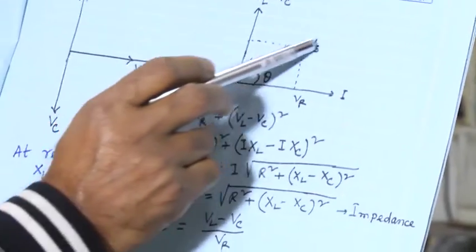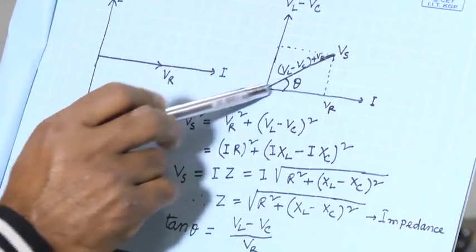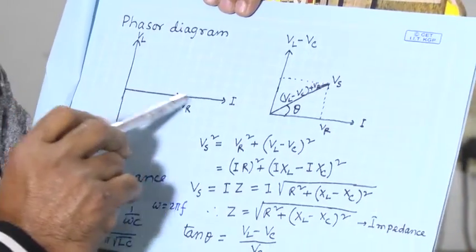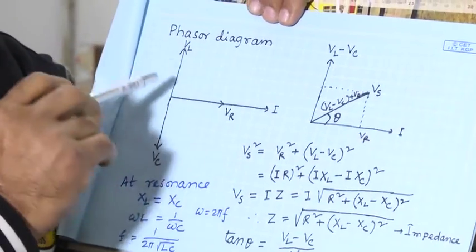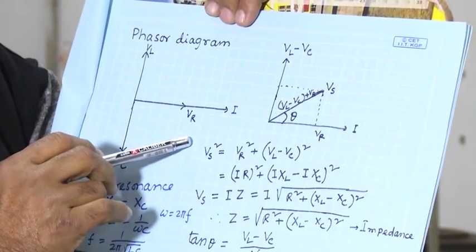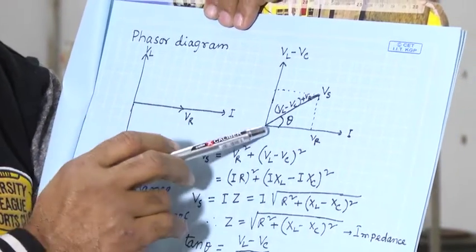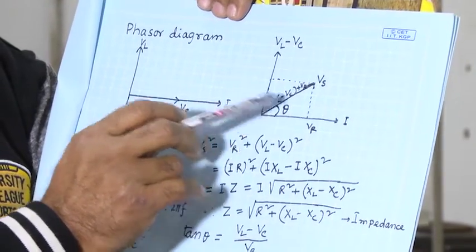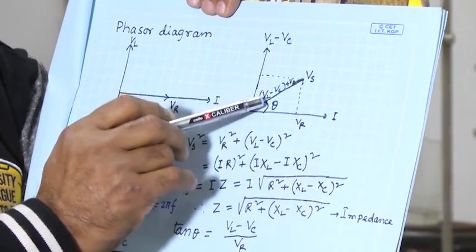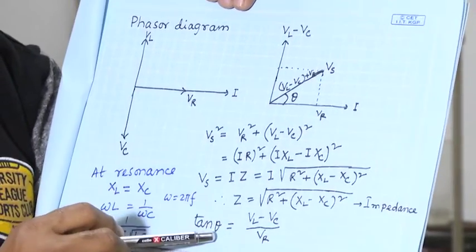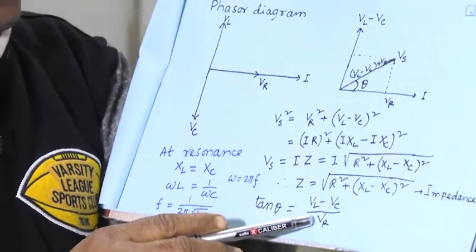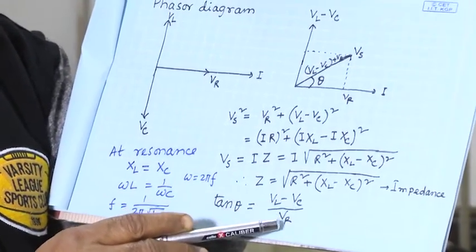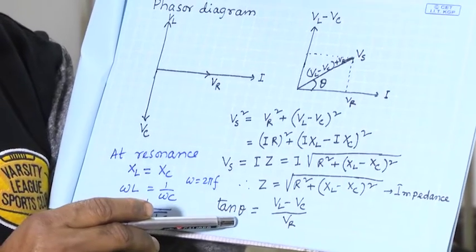So the resultant, whatever you get, will have a phase. These are the individual phases: VR is in phase, VL is leading, VC is lagging. So for a series LCR circuit, what will be the resultant? Basically this is the amplitude and this is the angle, so this theta one can find out. If you measure VL, VC, VR, you can find out theta.